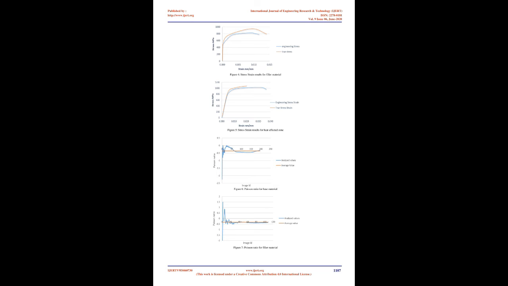In Figure 3, it is clearly observed that yield strength is the same for both engineering stress and true stress plot, and after that true stress-strain shows more strength till its maximum tensile strength, which is due to the process of necking in the specimen length.